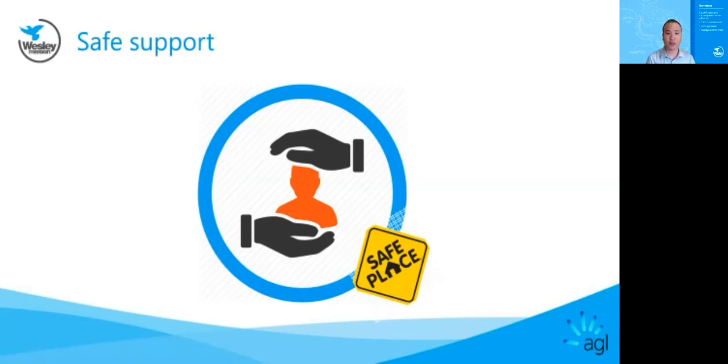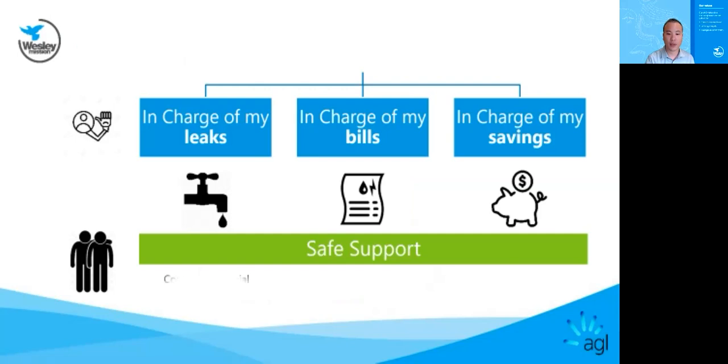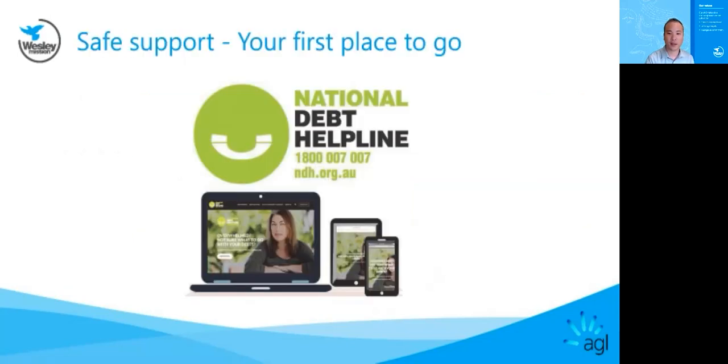So the big question here is, where do you and your clients go for safe support when there are money and debt problems? First place, contact a financial counselor. Wesley Mission has financial counselors. And you can call the National Debt Helpline, 1-800-007-007. And we call this the James Bond number, 007-007. This should be the first place that you go to get any help when it comes to debt.